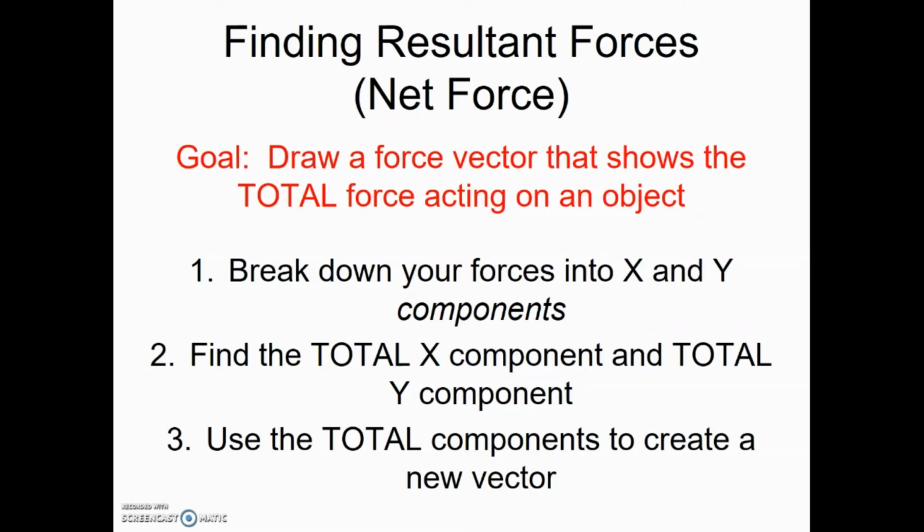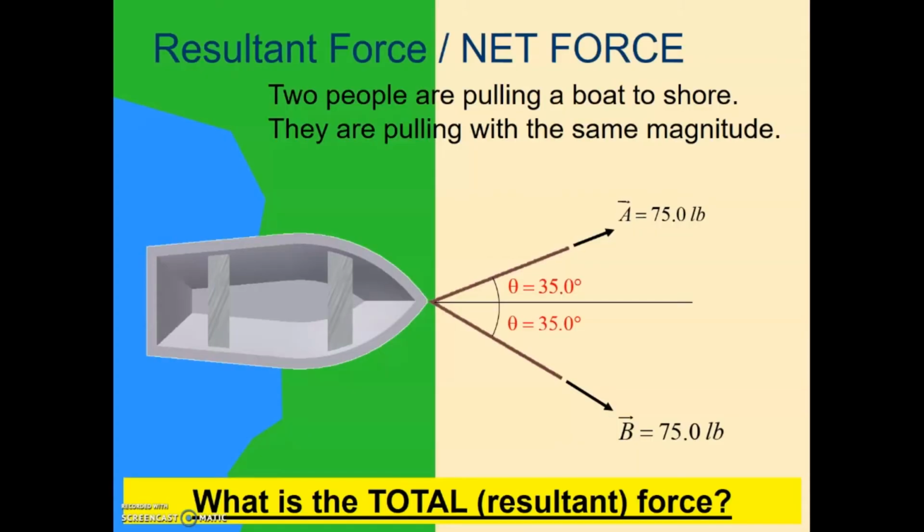Number 2 is we're going to add all of our x components and all of our y components so that in number 3 we can use those totals to create a new vector. So let's go back to our example problem. We have these 2 individuals that are trying to drag a boat onto shore. So let's go to step number 1.